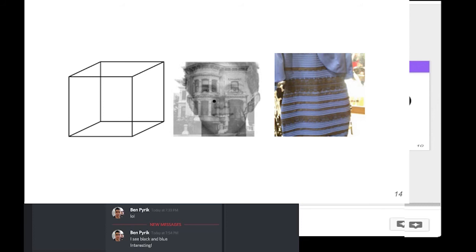That's really interesting. I remember reading something about how older people see it as, I think, white and gold. Older people see it as blue and black, younger people... Yeah, right. Older people and women... Adolescents tend to perceive it as white and gold. I don't know why.